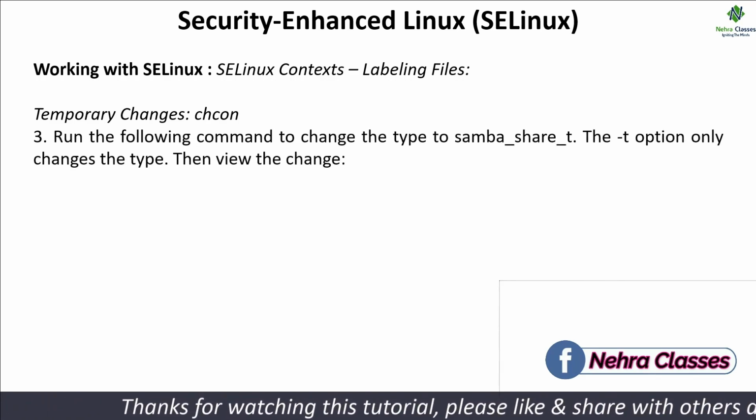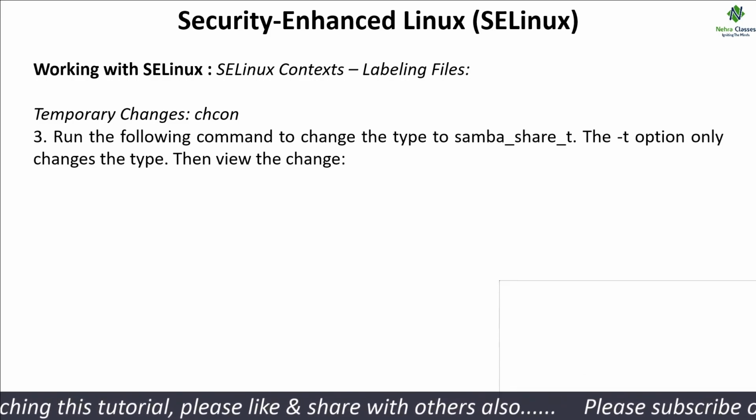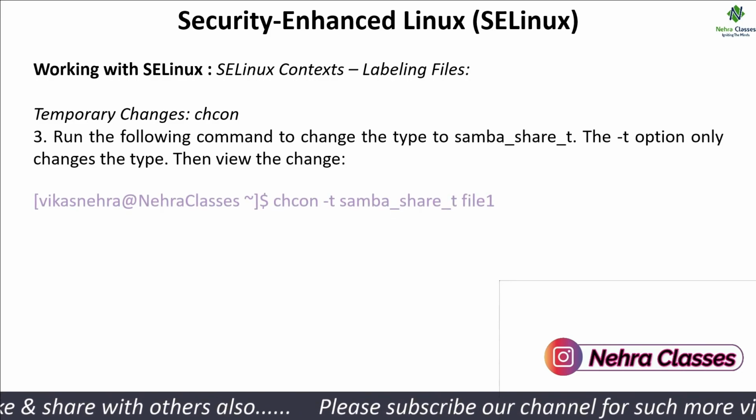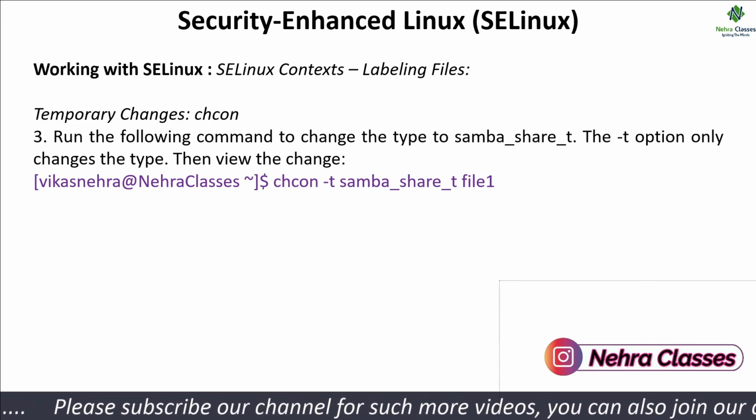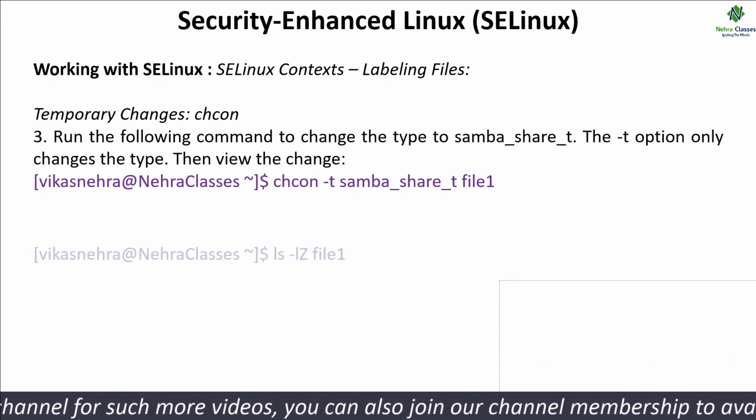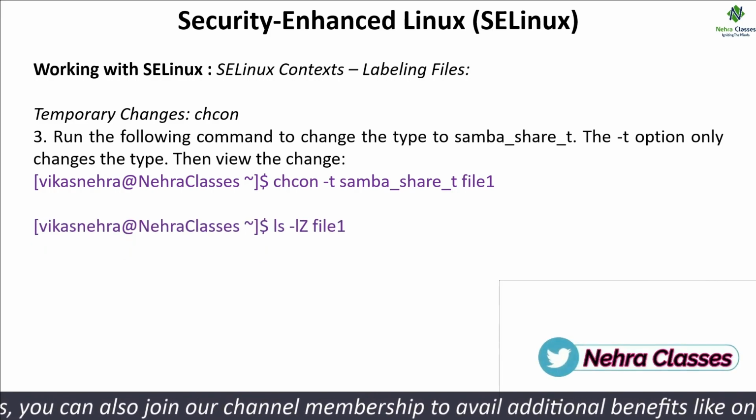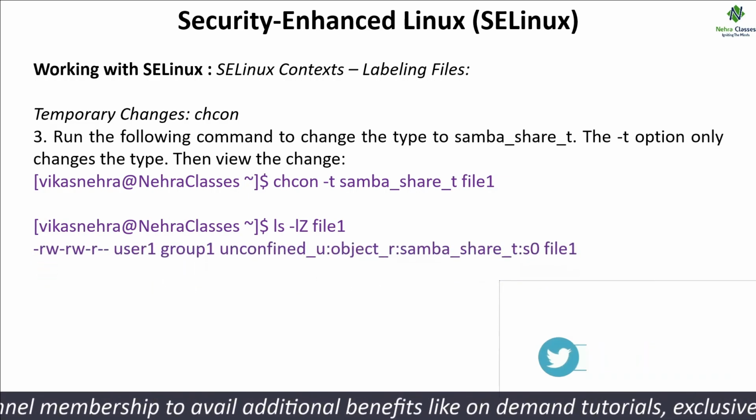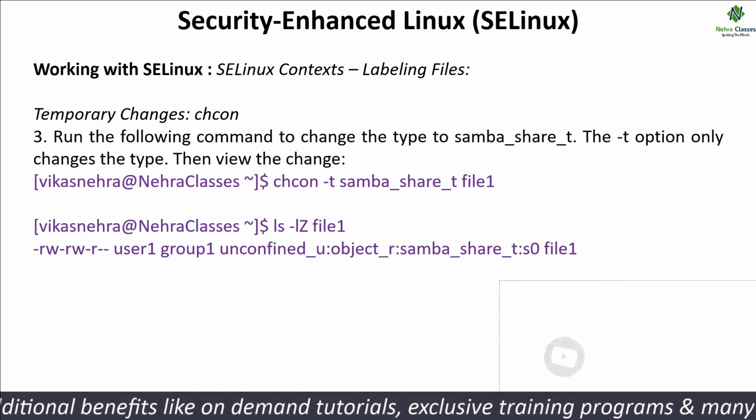Now run the following command to change the type to samba_share_t. The -t option only changes the type. Now let's execute chcon -t, and after that we can mention the new label, that is samba_share_t, for this file1. Now display the SELinux context by running the ls -Z command for this file1, and here you can see that the type is showing up as samba_share_t.